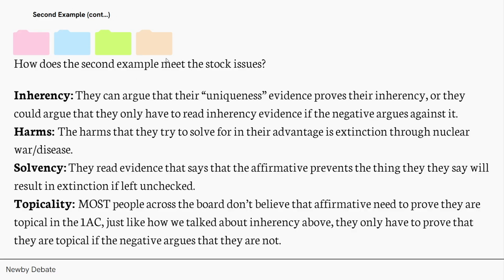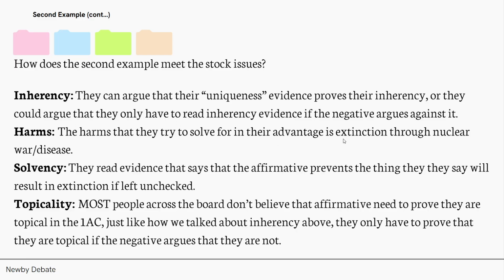So how does the second example meet the stock issues? Inherency: they can argue their uniqueness evidence proves their inherency, or they can argue that they only have to read inherency evidence. Like if they have a card that says we have not done whatever the plan is, they can read that in the 2AC if the negative argues against it. It's an argument that people will make.